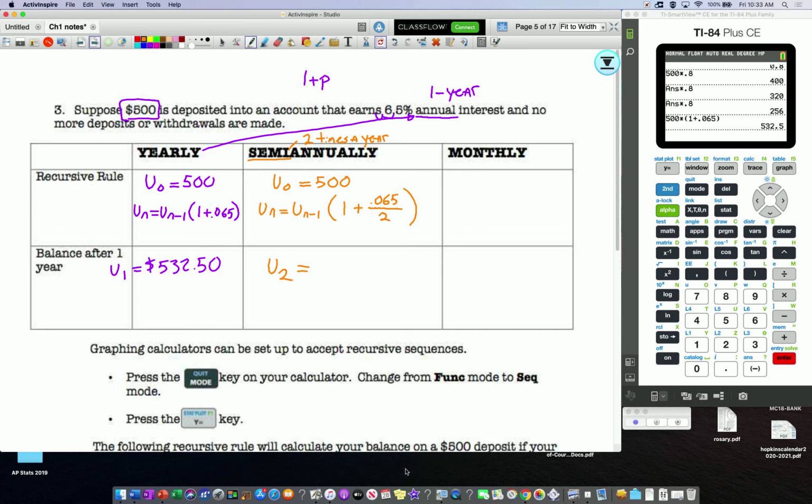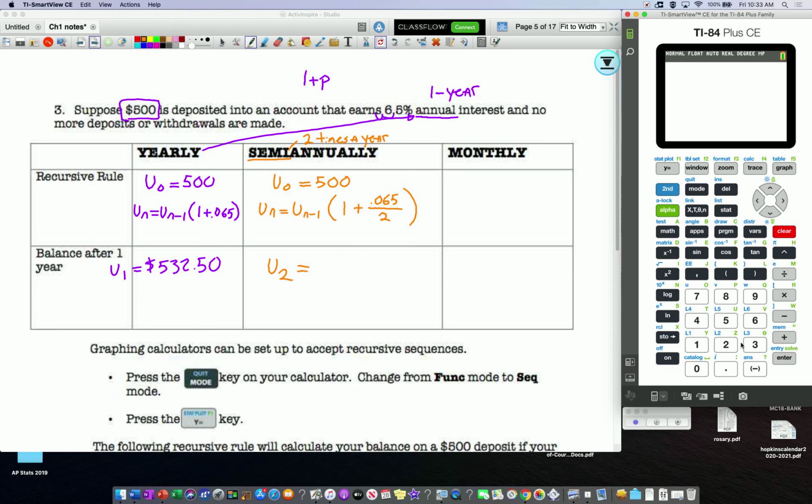Okay? So what has to happen here now is if I want to know the balance, I take $500, and it's getting multiplied by 1 plus that interest rate, but we only get half of it the first time. So when I hit enter, this is actually my balance at 6 months, okay? Not at the end of the year, after 6 months. So now I have to take that answer, that $516.25. Notice how it's actually half this value. So now that $16.25 gets to earn interest, okay?